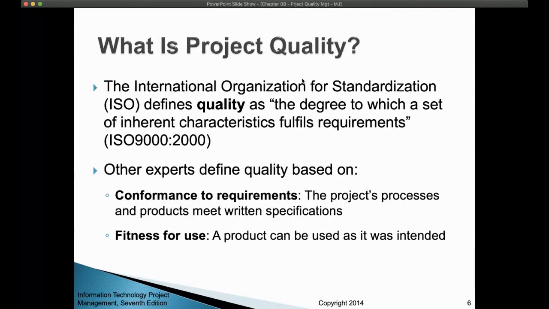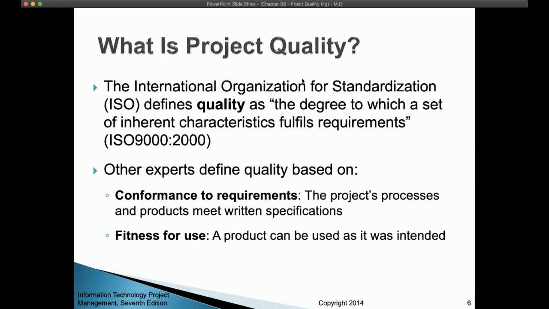But first of all, let us talk about what is project quality. There are many definitions talking about quality. What is quality? They look at it from different perspectives, from different disciplines. Here I kept some of them, and they're from the book.